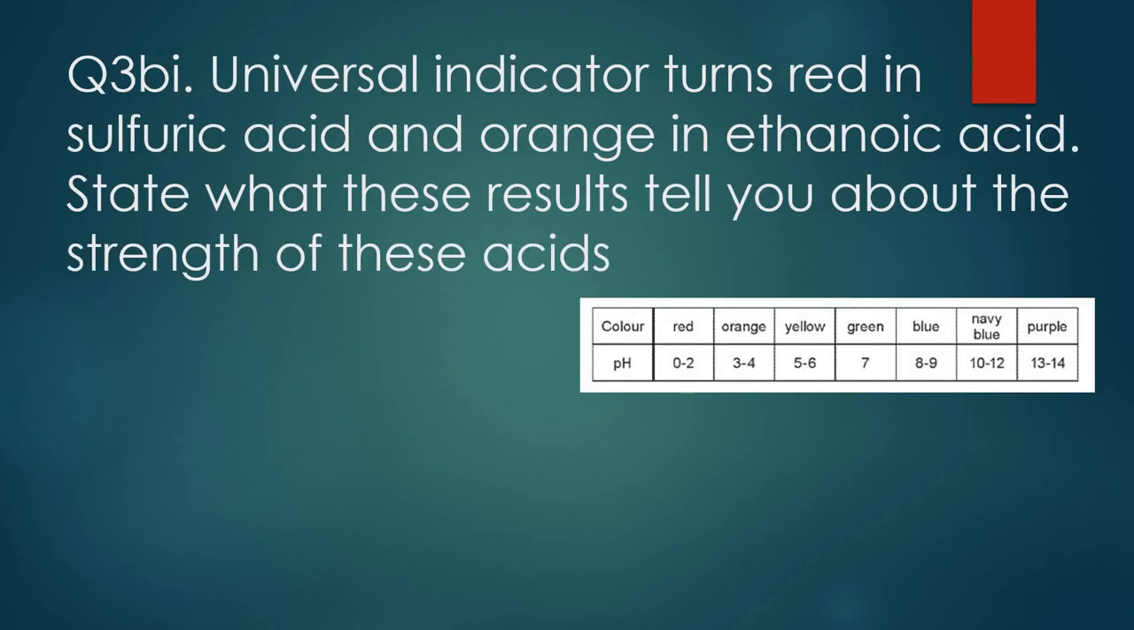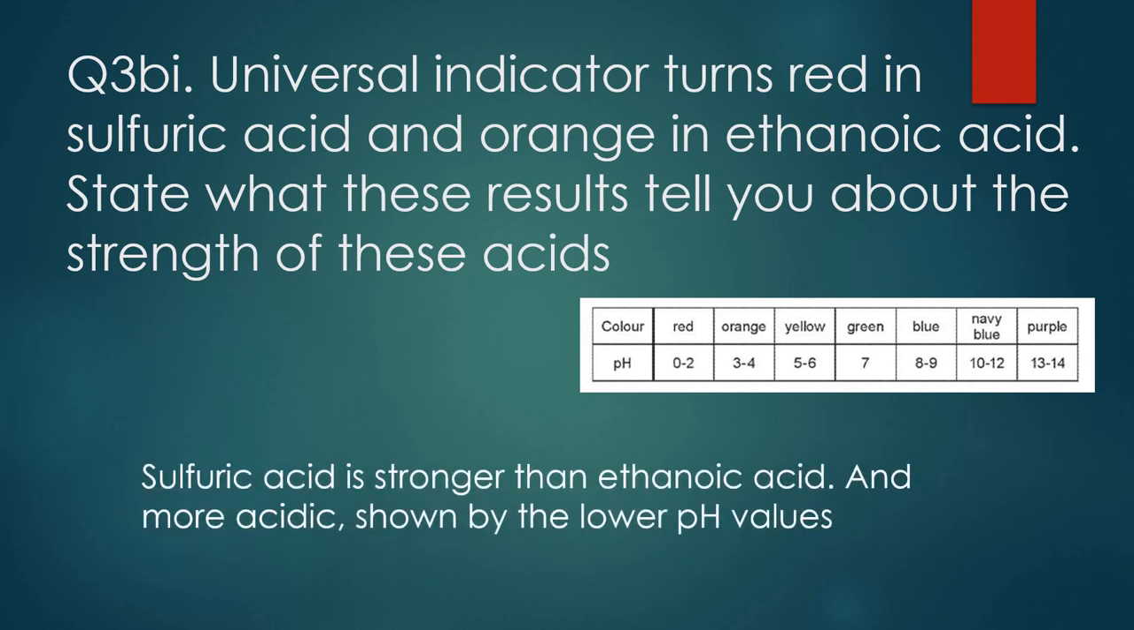Universal indicator turns red in sulfuric acid and orange in ethanoic acid. State what these results tell you about the strength of these acids. So from looking at this table, we can see the pH of something that turns red is 0 to 2, and the pH of something that turns orange is 3 to 4. Therefore, we know that sulfuric acid is stronger than ethanoic acid, as we have lower pH values associated with this acid.